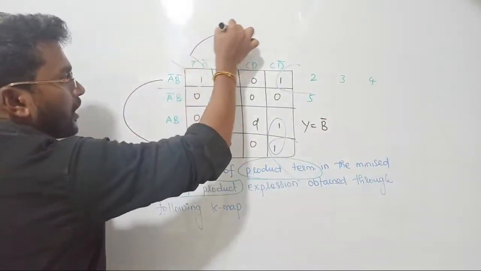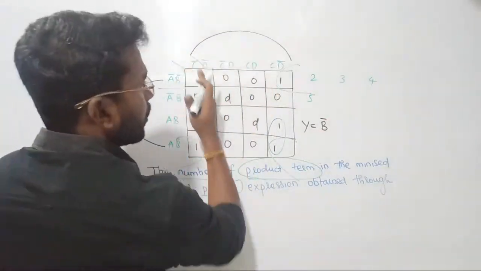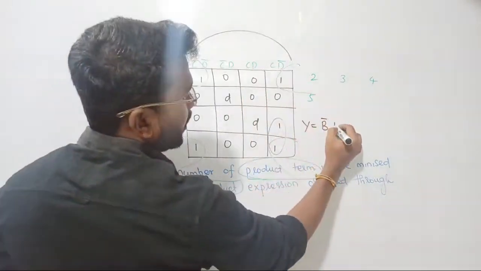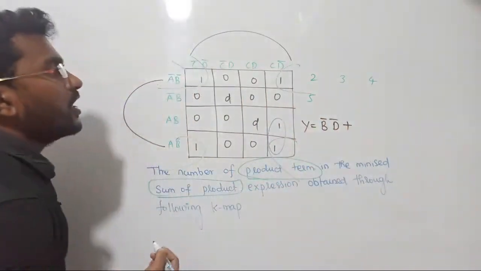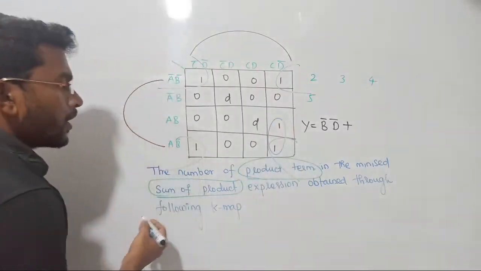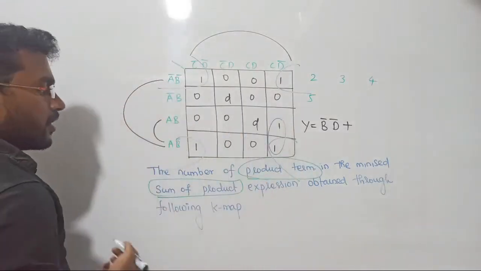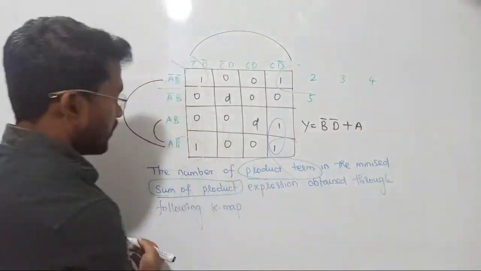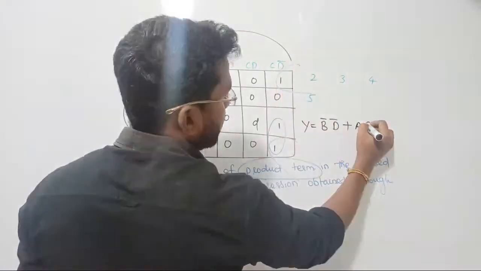In the 4 grouping, we have to consider these 2 vertical lines. Here the common term is going to be D bar, such that we are getting B bar D bar. Now the next term, we have to consider the second grouping, this one. The common term between these 2 is A. Now here it is going to be C D bar.